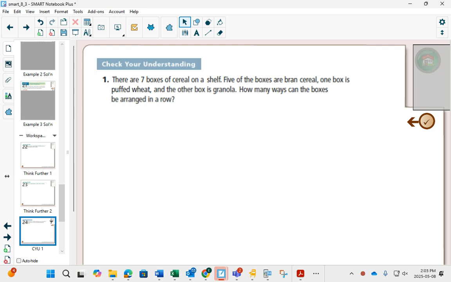There are 7 boxes of cereal on a shelf. 5 boxes are bran cereal, 1 box is puffed wheat, and the other box is granola. Are those bran cereals identical? We're going to assume that they are. Sometimes the question will be even more explicit and say 5 boxes of identical bran cereal, 1 box of puffed wheat, and the other box is granola. How could we represent this question?